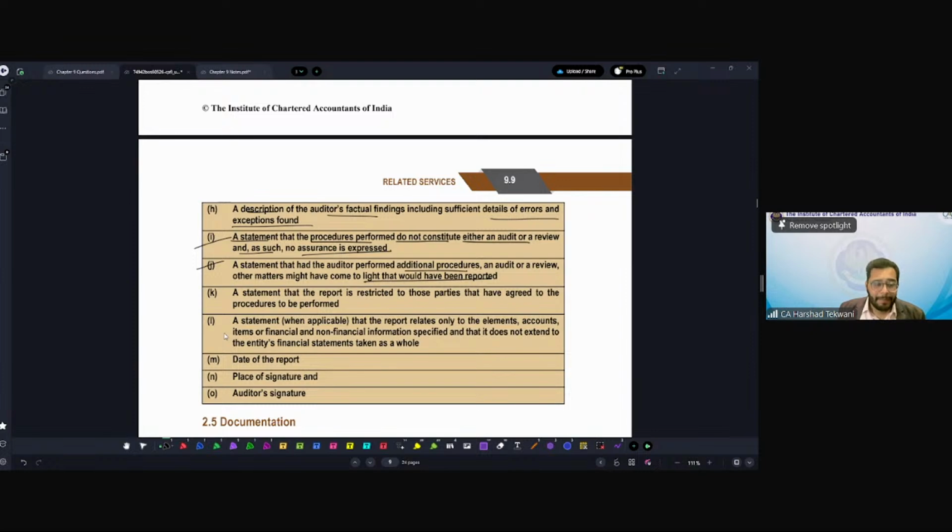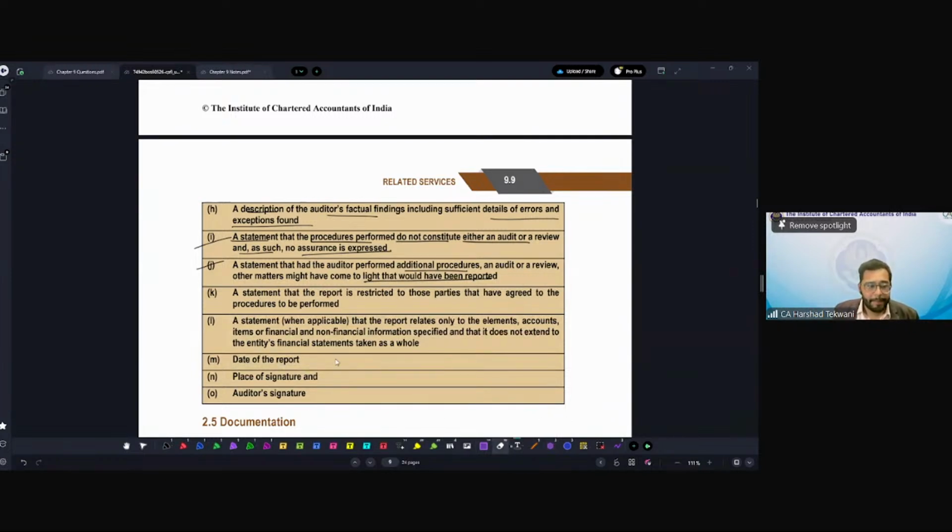Then a statement that the report is restricted to the parties who appointed us and should not be circulated for any other purpose, because we never know why. Let's say someone asked you to prepare a report on mathematical accuracy, and then that report is circulated as an audit report. We never know.